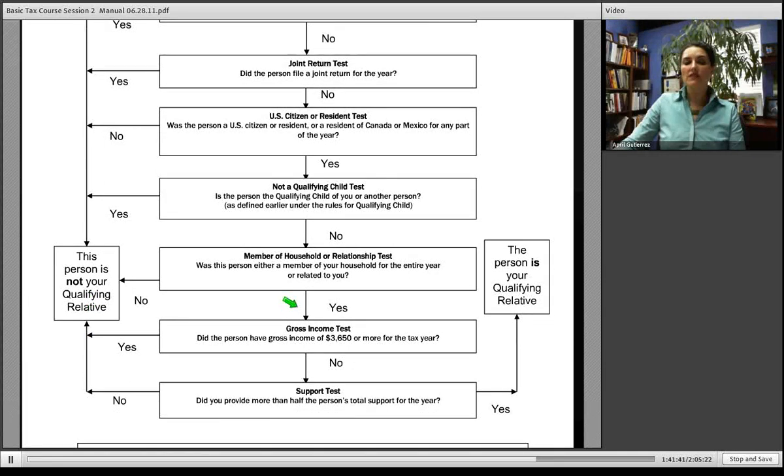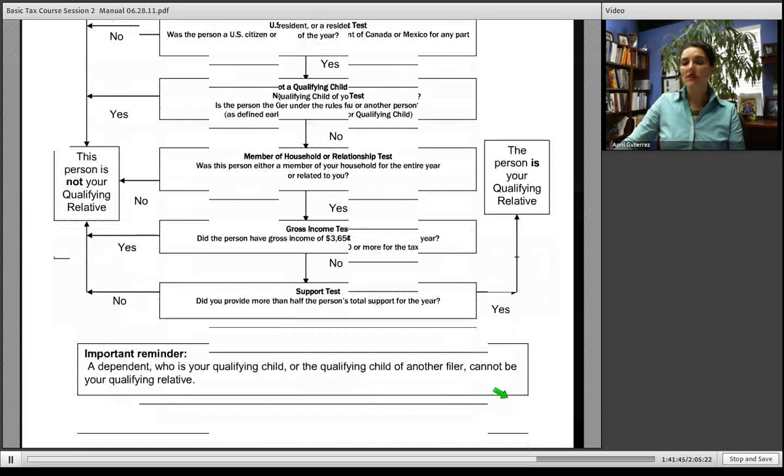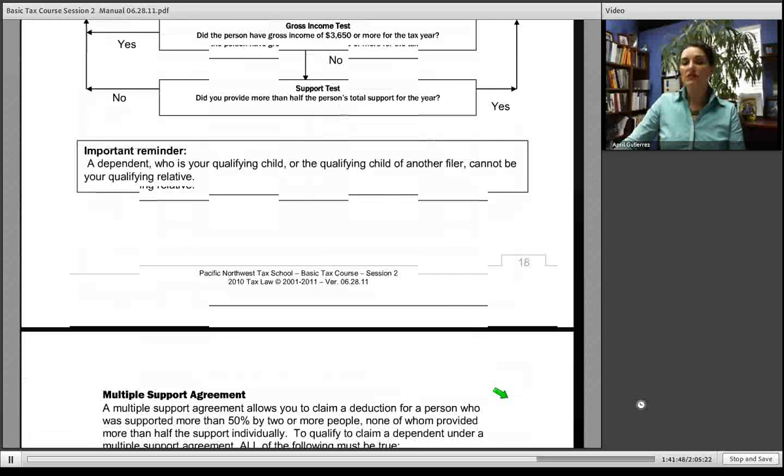And then we move on to the support test. Did you provide more than half of this person's total support for the year? The answer must be yes, and if it is, you do have a qualifying relative.